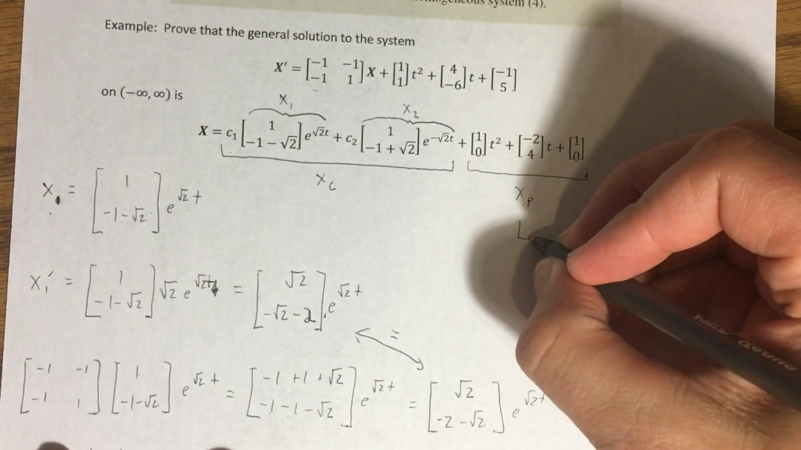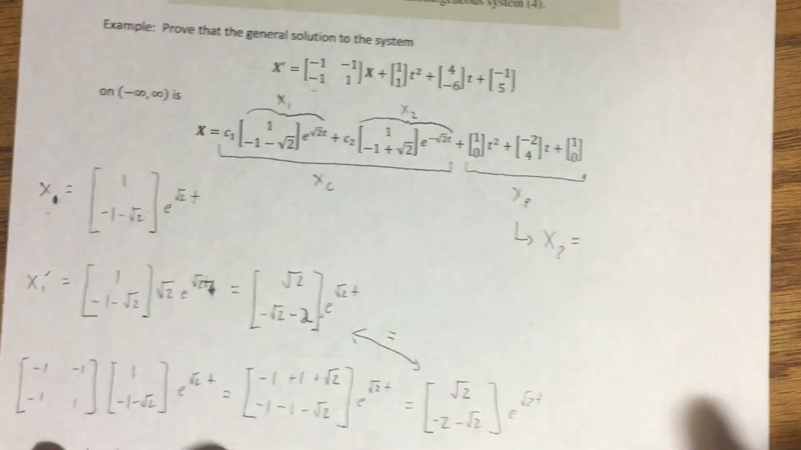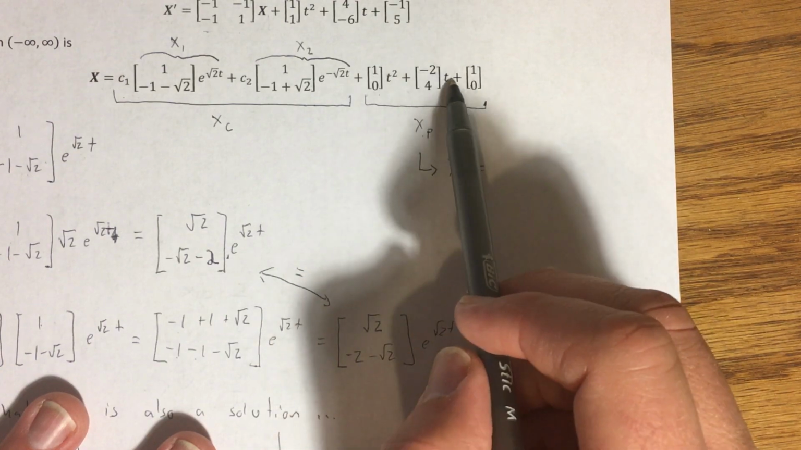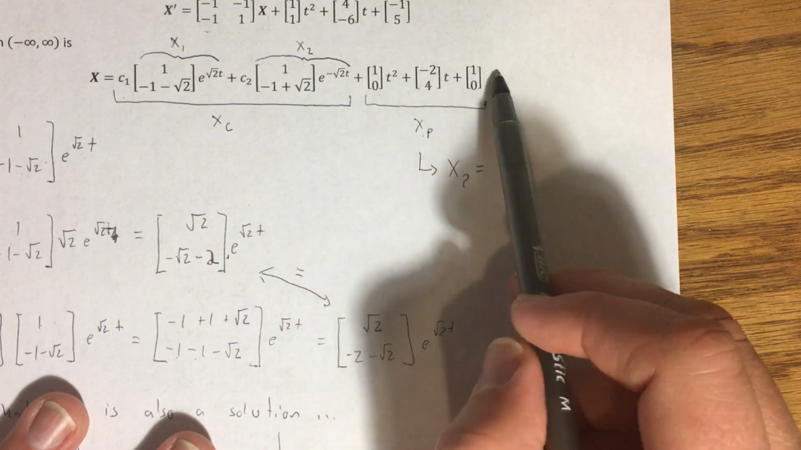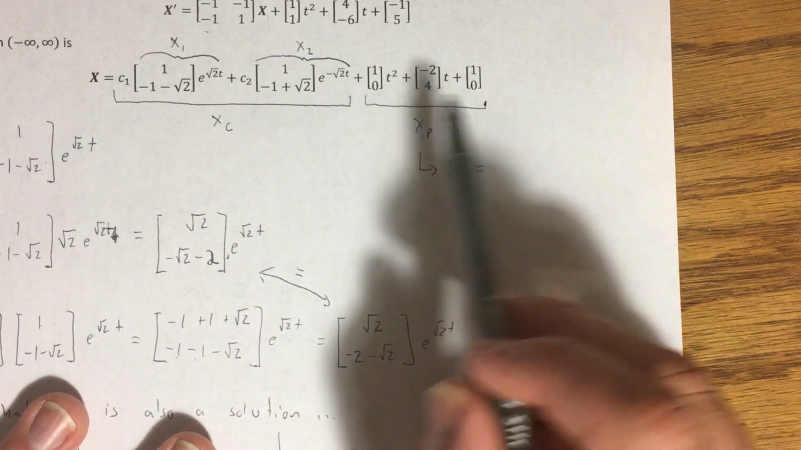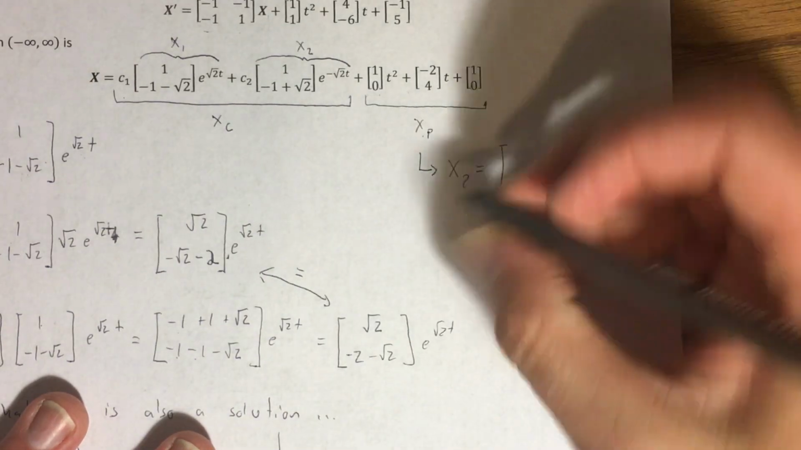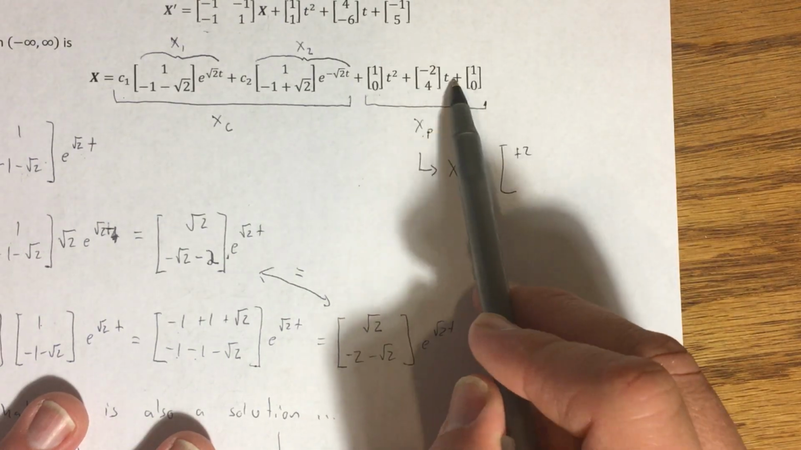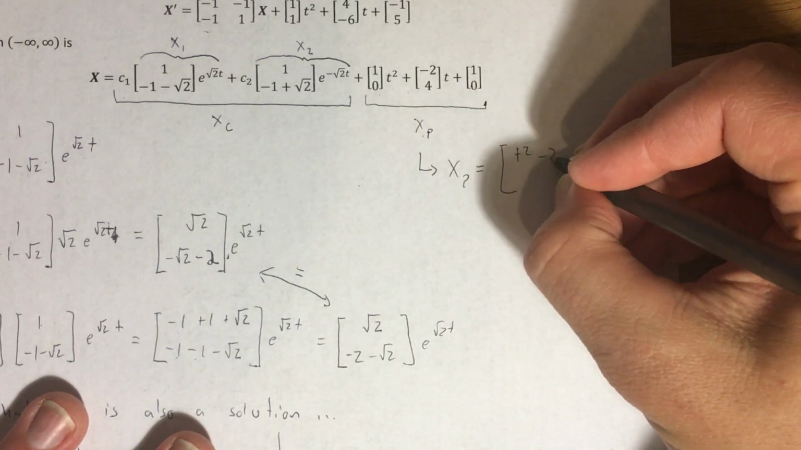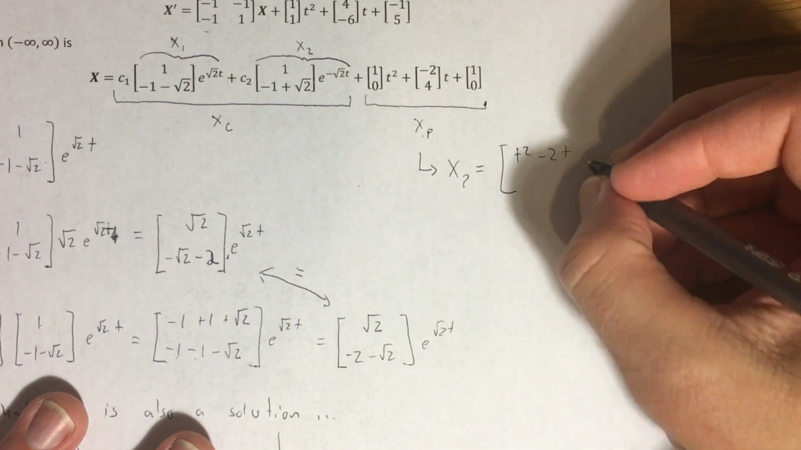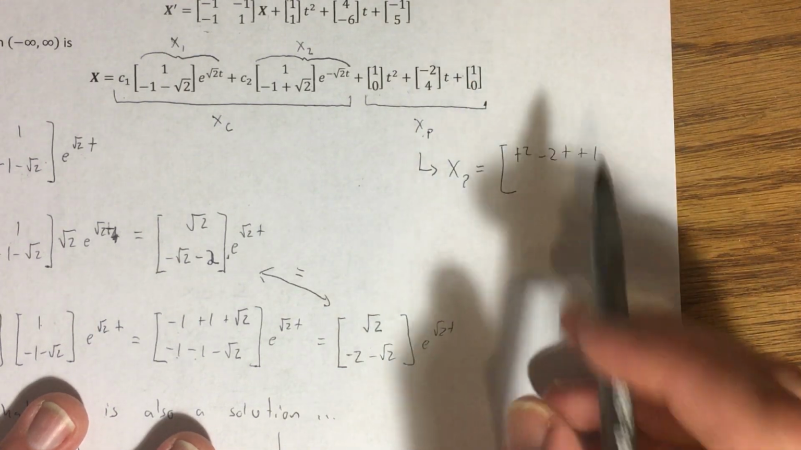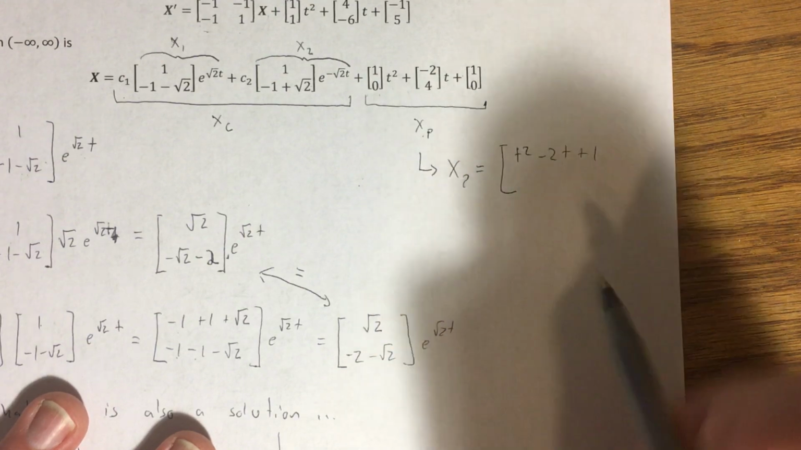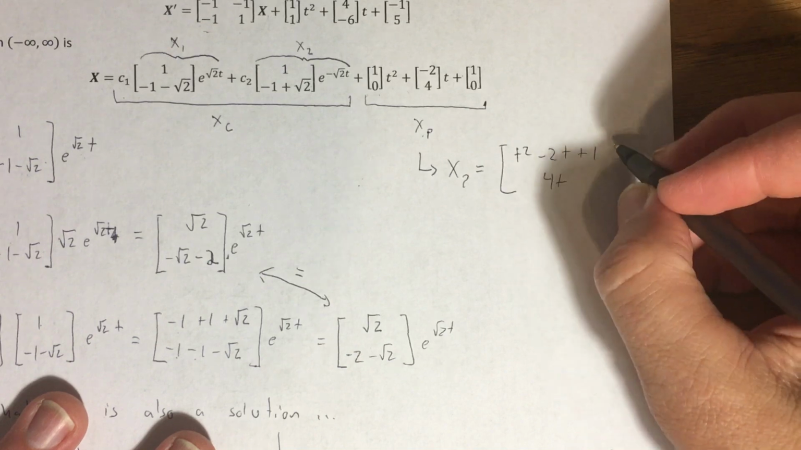So notice I could also write xp, my particular solution, if I were to multiply the t squared in, the t in, and then add entry-wise these 3 matrices, I'm going to get 1t squared, so t squared, minus 2t, plus 1 for my first entry. Then my second entry is going to be 0t squared plus 4t plus 0, which just looks like 4t.